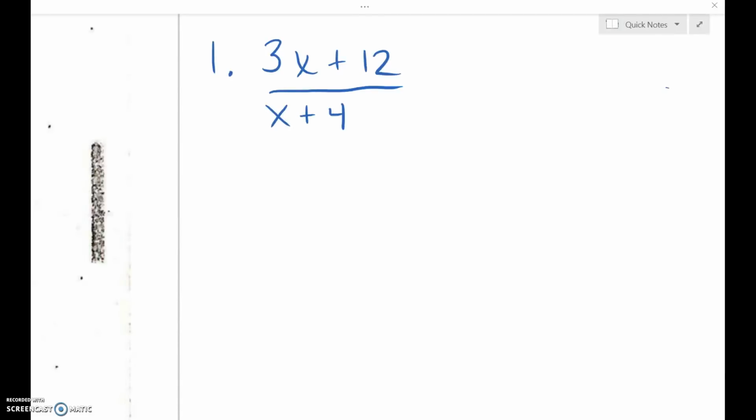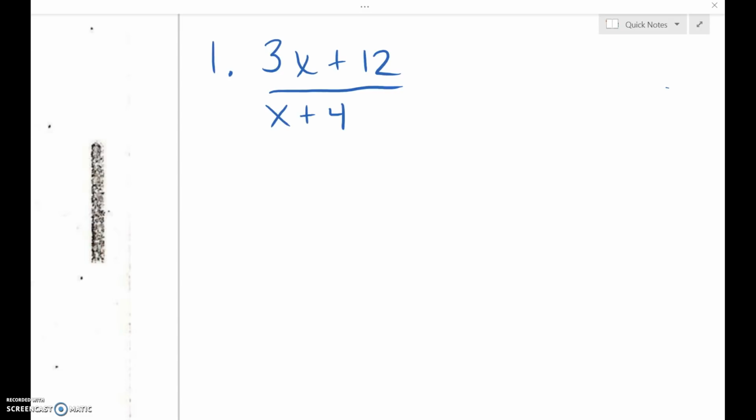This is a video on simplifying rational expressions. Something I need you to keep in mind is that rational expressions have fractions in them. So I'm just going to work through a couple of examples with you. These are similar to ones that you've received from us as part of your practice.